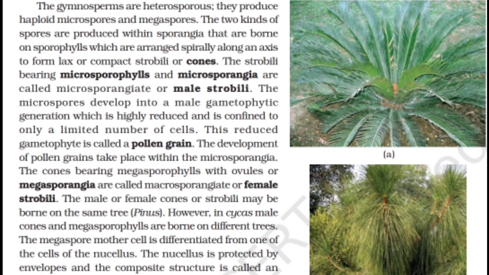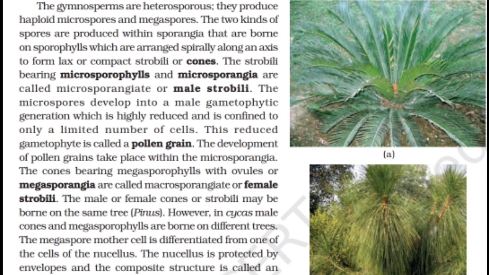The microspore develops into a male gametophytic generation, which is highly reduced and is confined to only a limited number of cells. This reduced gametophyte is called a pollen grain. The development of pollen grains takes place within the microsporangia. The cones bearing megasporophylls with ovules or megasporangia are called macrosporangiate or female strobili.